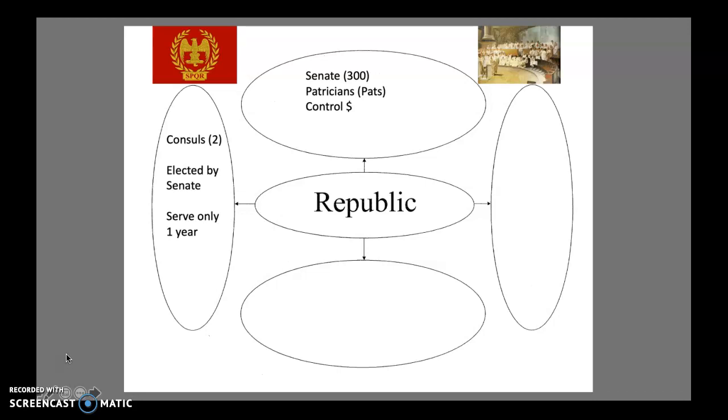So they have to really focus on getting things done during their year. And likewise, they don't have to really worry about re-election because they're not allowed to serve again for another 10 years before they get elected consul. Now, the one problem with consuls is there are two of them, so they may not always agree. And so there could be some infighting between the two consuls, which could slow down the process.